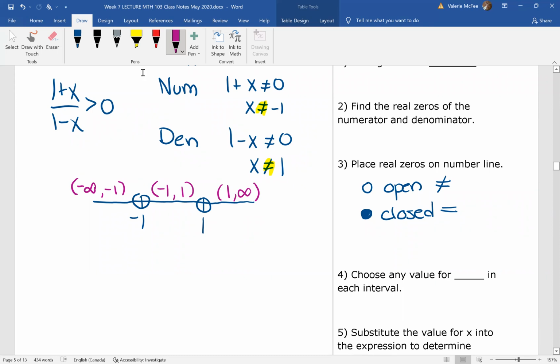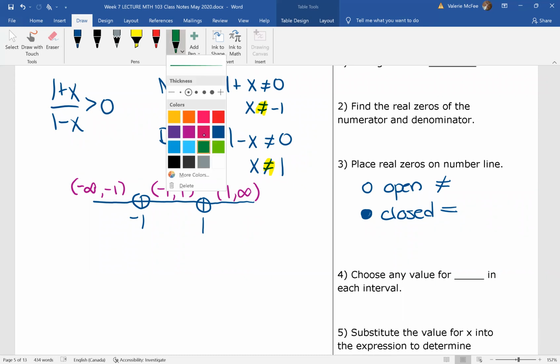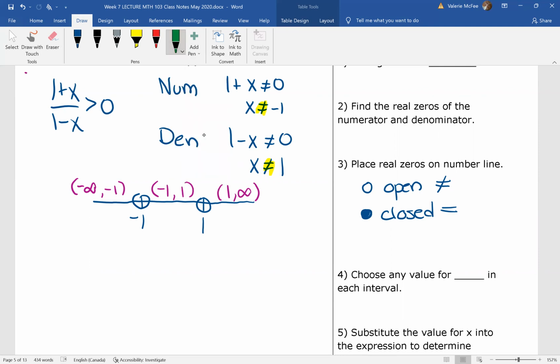We're going to choose any value for the interval. So remember, it doesn't matter what you choose. In this interval, I could say x equals -2. I always like to use 0 if possible. Don't use the endpoints. We never use those endpoints. We use some other number in the interval. So we're choosing some value for x in the interval, not the endpoints.